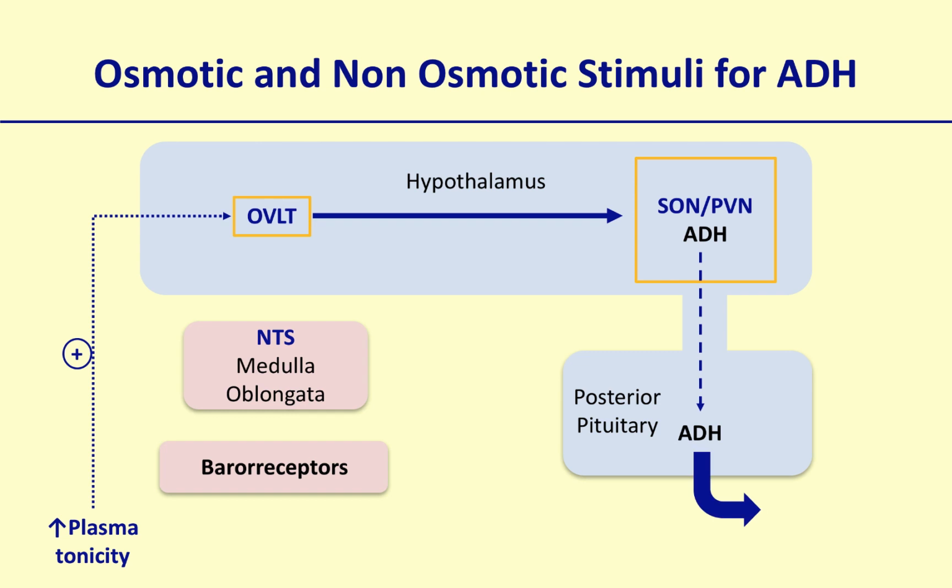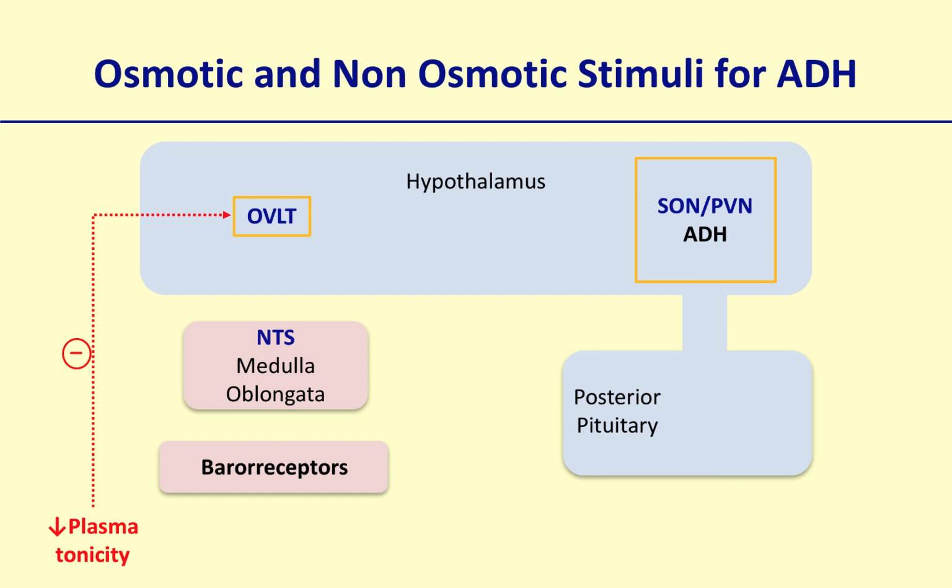When the plasma tonicity goes down, then we will do the opposite. It will inhibit the OVLT, and therefore there won't be any signaling into these ADH producing neurons, and ADH will not be produced or released into the circulation. So this will inhibit ADH.